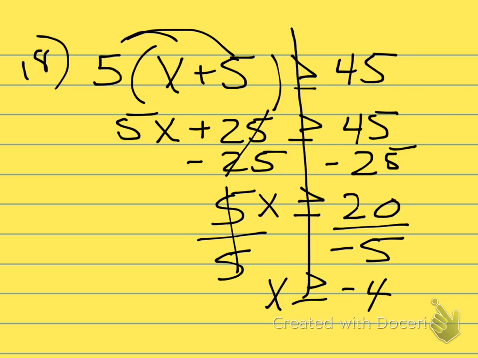Now you can check that by plugging in the negative 4 using your calculator, or just your head. Negative 4 plus 5 is 1. 1 times 5 is 5. Is 5 greater than or equal to 45? No. So I must have screwed something up. So let me go back and look and double check my work.